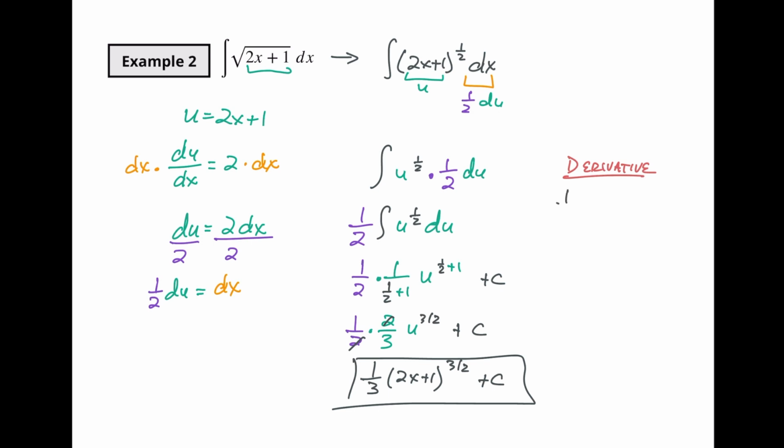If we've got 1/3 (2x plus 1) to the 3 over 2 power, this exponent is going to get multiplied out here. So we're going to take 3 over 2 times 1/3 (2x plus 1). 3/2 minus 1 is 1/2, times the derivative of the inside, which is 2. So this 3 is going to simplify, this 1/2 is going to simplify with that 2, and we're left with (2x plus 1) to the 1/2 power. So we did it. Yes, it feels good.